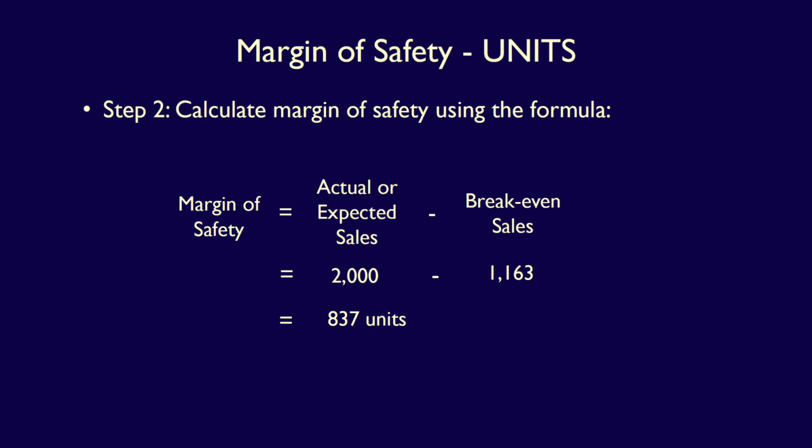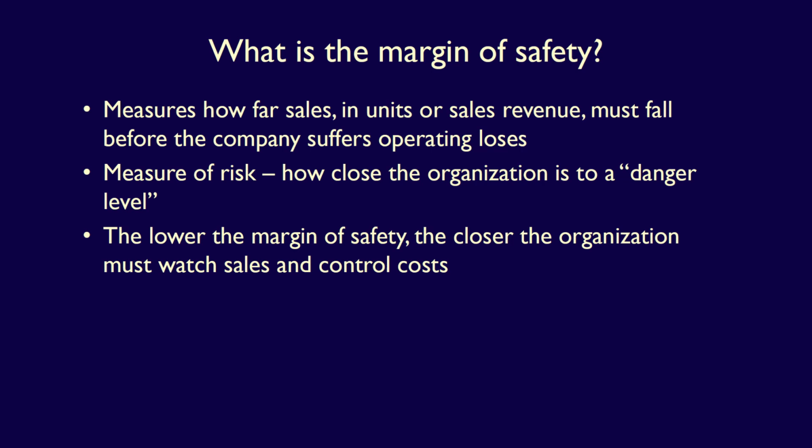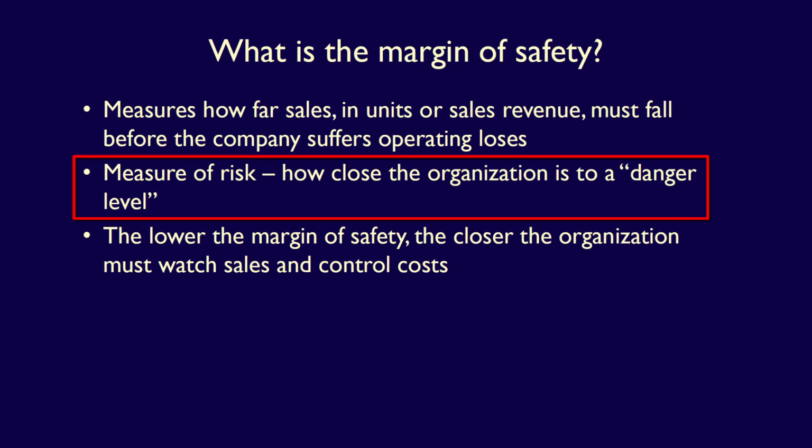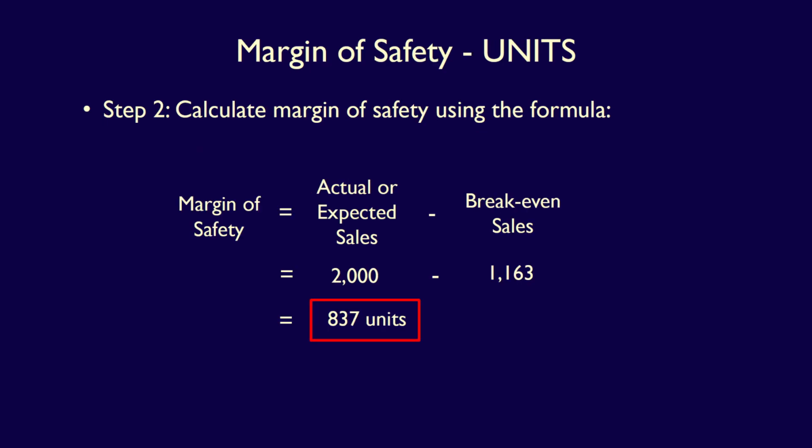So, what does this mean? Remember that the margin of safety is a measure of risk. The lower it is, the closer the organization is to suffering an operating loss. If the margin of safety is large, then the further away the company is from being in a loss position. The margin of safety here is 837 units, which is a very high margin of safety, almost 50% of the actual sales. So, David's risk of suffering an operating loss due to fluctuation in sales is low. It means that sales would have to fall by more than 837 units before there is an operating loss.